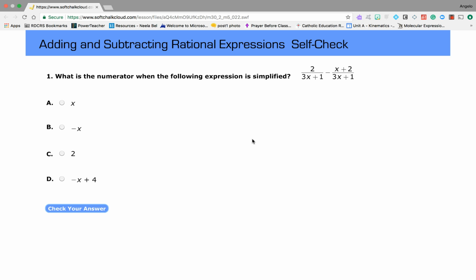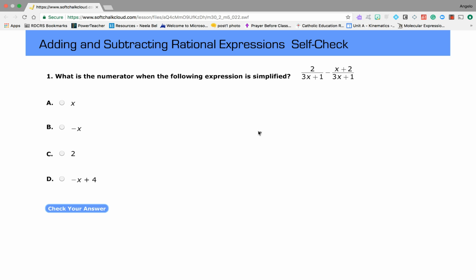So first things first, you should be focusing on the common denominator. Is it a common denominator right now? 3x plus 1. It is, because it's on both sides, on the left fraction and the right fraction. So that means you're just going to do 2 minus x plus 2. But keep in mind, there's a negative sign between them.